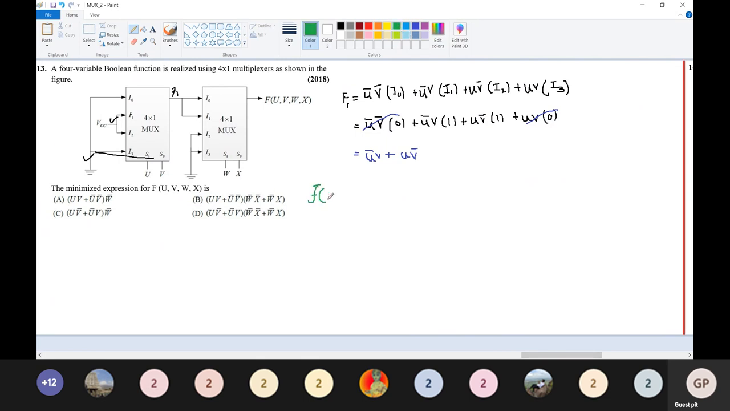So therefore, the final F of U, V, W, X is equal to... what is the selection line? W and X. So W dash X dash into I naught, plus W dash X into I1, plus W X dash into I2, plus W X into I3.